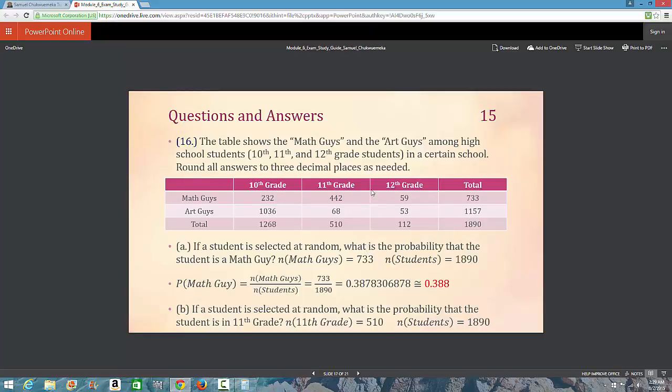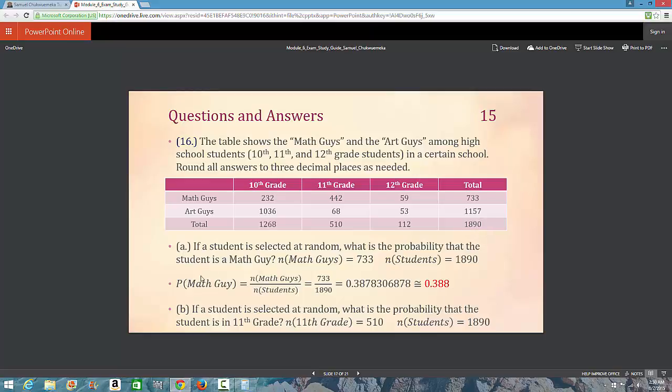Okay, so it is good you arrange your table like this and be able to interpret it well, just like we did before you answered your question. You add up all the math guys, gives you 733. You add up all the art guys, gives you 1,157. You add up all the 10th grade students, gives you 1,268. Add up the 11th grade students, gives you 510. Add up the 12th grade students, gives you 112. If you add up all this, it gives you 1890. 733 plus 1157 gives you 1890.